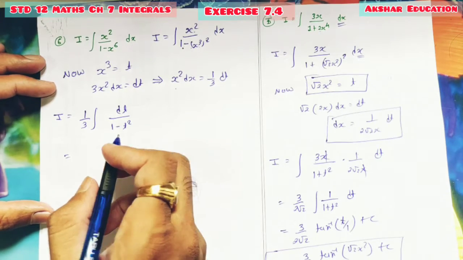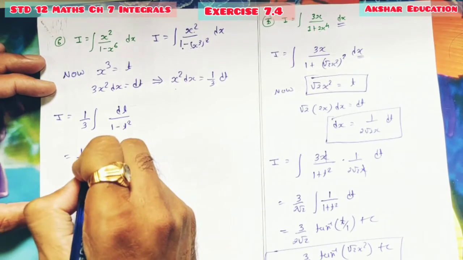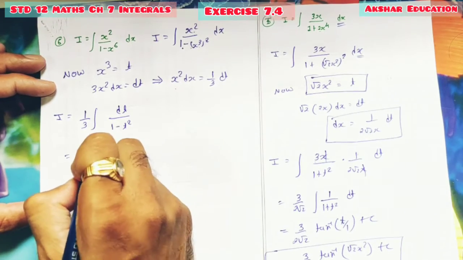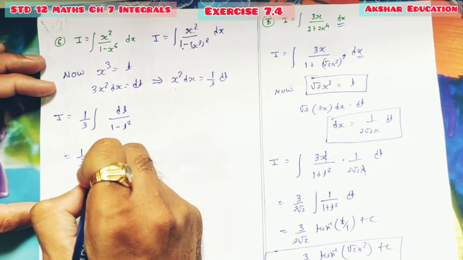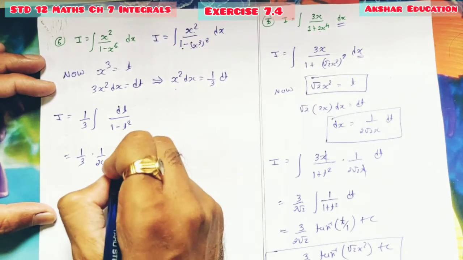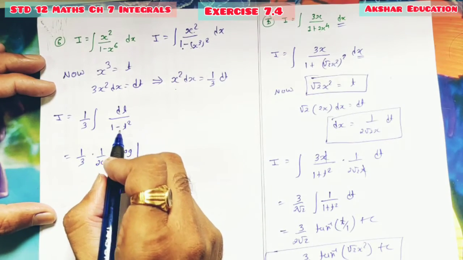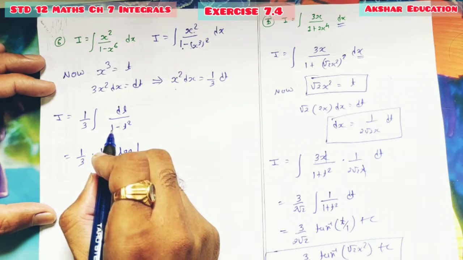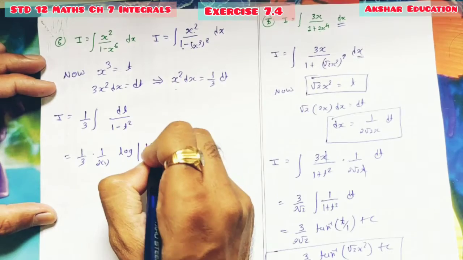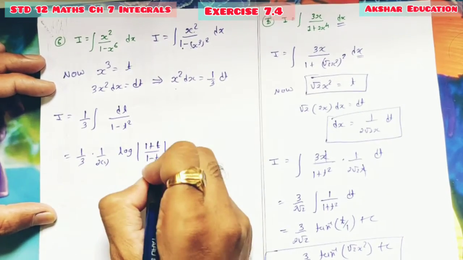this is log, 1 upon 3 into 1 upon 2a, a is 1, so 2a, log mod of a square minus x square, it's a plus x upon a minus x, so this will be a plus t, 1 plus t upon 1 minus t plus c.